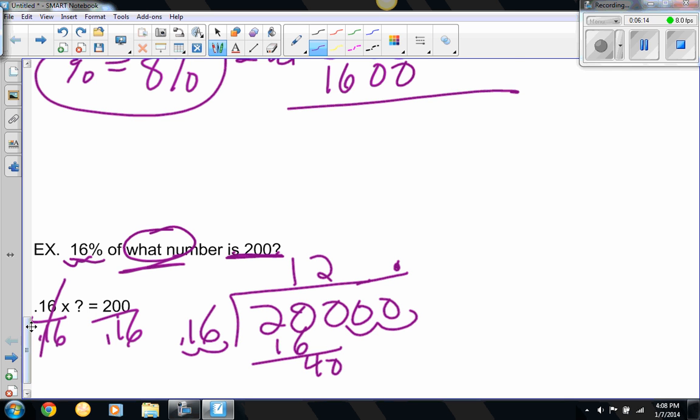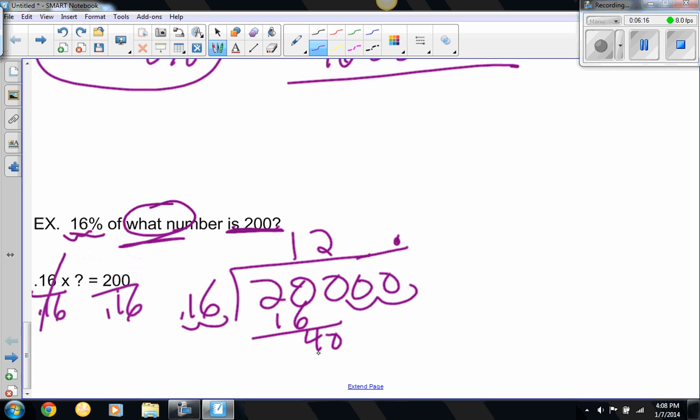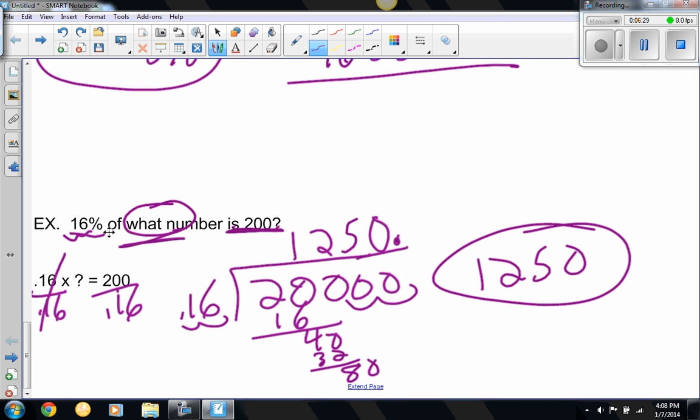Just keep going till it either repeats or works out. Perfect, it works out right there, but I have to fill in another 0 till I get all the way out as far as I need to. So my answer is 1250. So 16% of 1250 is 200. You could check that if you wanted to. You could go 1250 times 0.16 and see if it comes out to be 200. I bet it does.